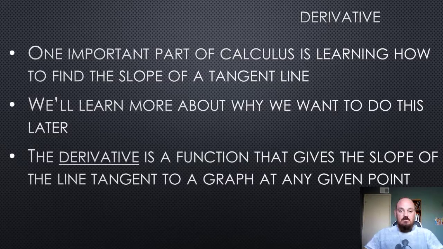Basically, the derivative is a formula that will give you the slope of the tangent line for any x. All you have to do is plug in x. Let me go over a few notations we're going to use, and then we'll get back to that limit definition of the derivative.